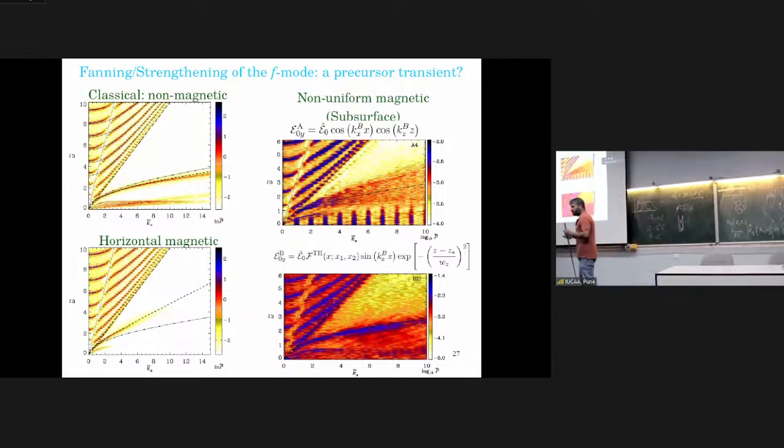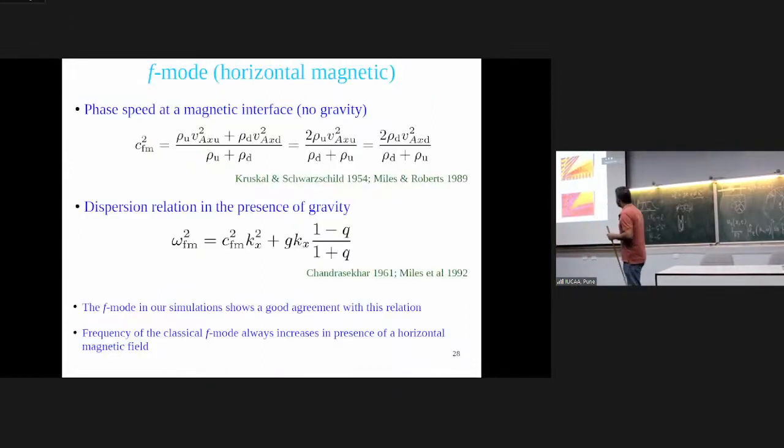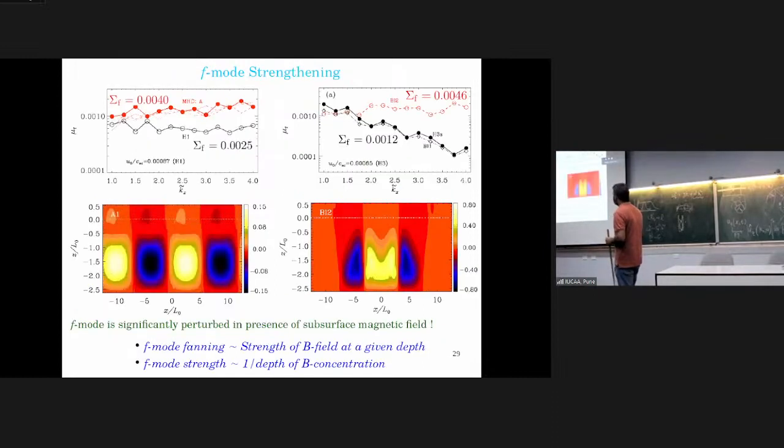Helioseismology has traditionally ignored magnetic fields. Now we are slowly beginning to include magnetic fields and calling it magnetohelioseismology. You can look up some of these old references to get directions and new terms. This we derived in the morning. This is a magnetic field. The F mode in simulation shows a very good difference.